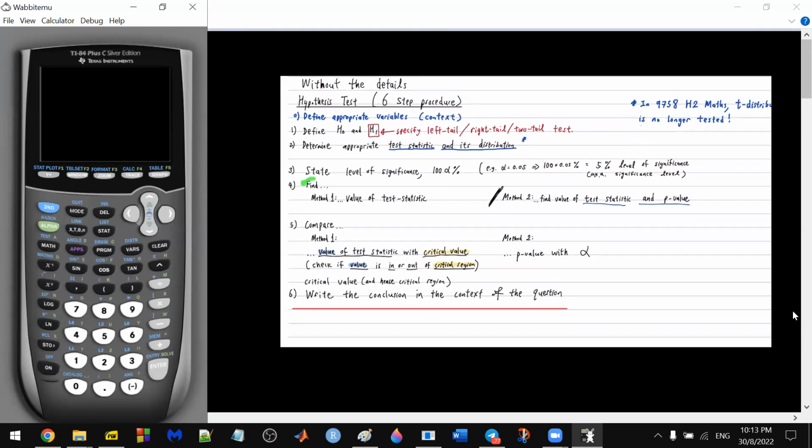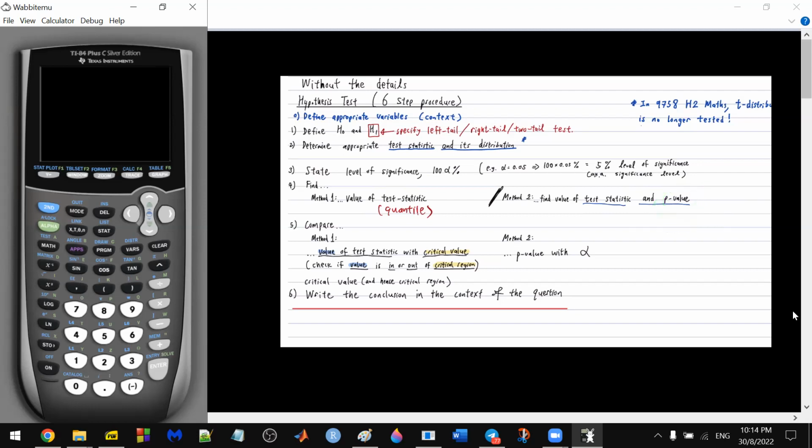Okay, then for step 4, there are 2 methods. Method 1, find the value of the test statistic, also known as the quantile value. Then method 2 is to find the value of the test statistic and the p-value. Method 1 requires only one thing, method 2 requires 2 things, but usually method 2 is easier. Then I continue explaining. You know what's p-value? Yes, the probability. Just the area under the curve.